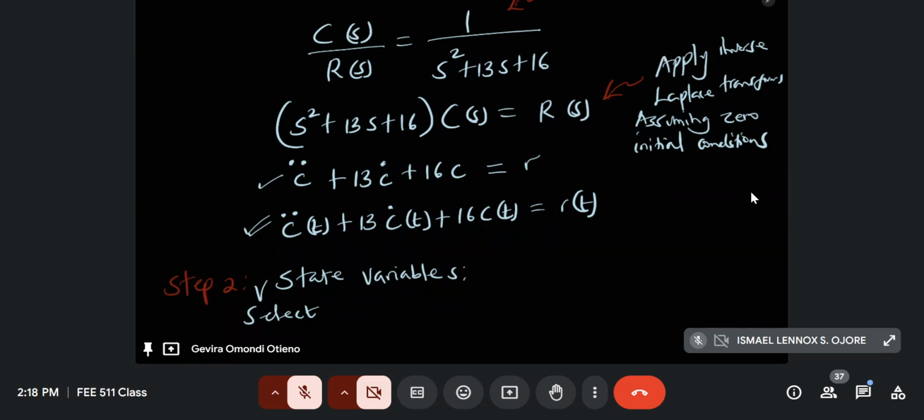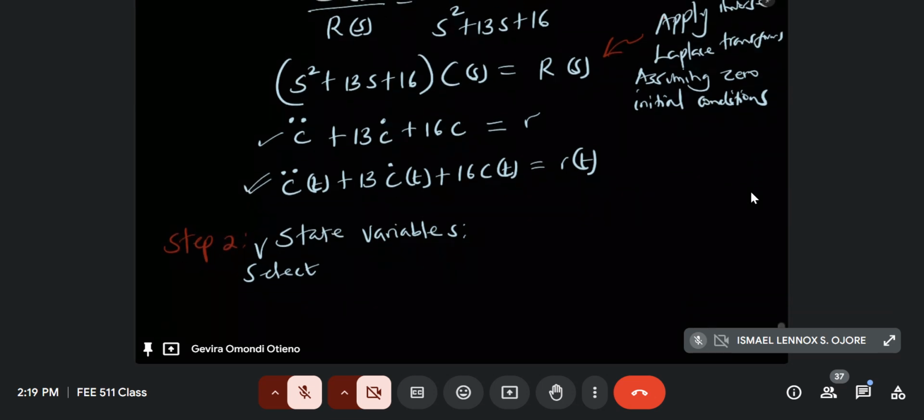And we had agreed previously that the rule of thumb is that the number of state variables should correspond to the order of your differential equation. In our case, we have a second order differential equation, so we only expect 2 state variables, meaning 2 state variables are sufficient to completely describe the system.